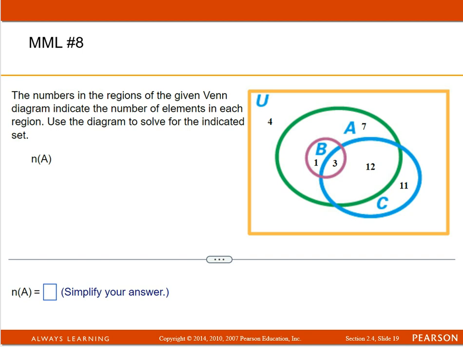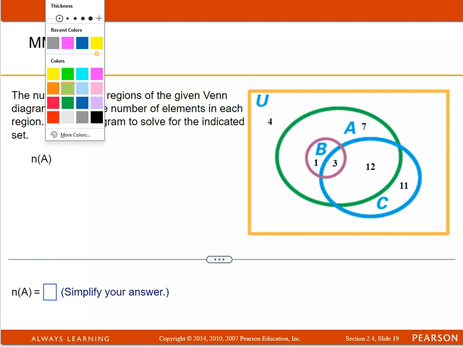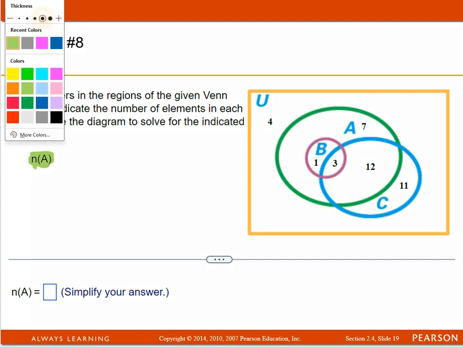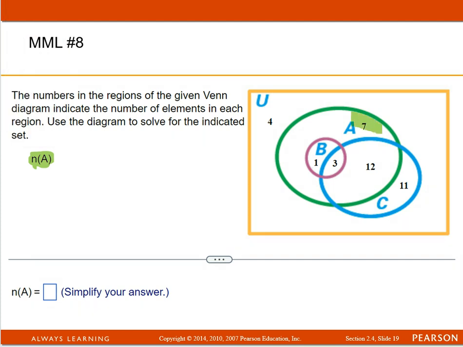On number 8, you got another Venn diagram, and it's showing you the number of elements in the set. We are being asked to find the cardinal number of set A, and set A is the green circle.